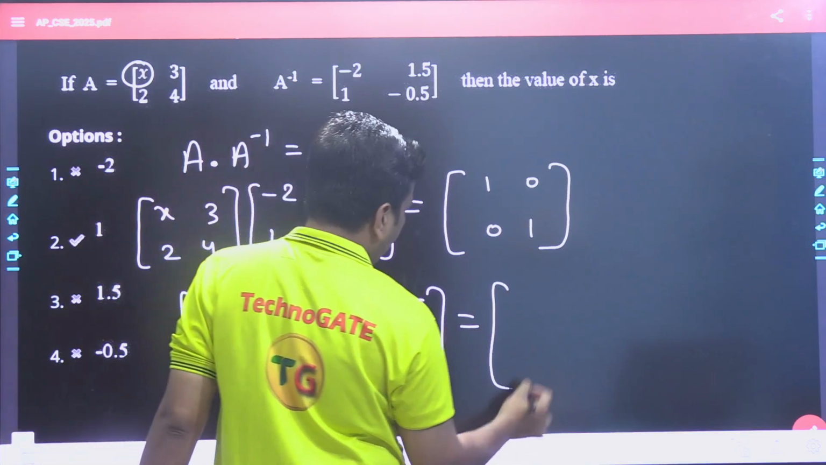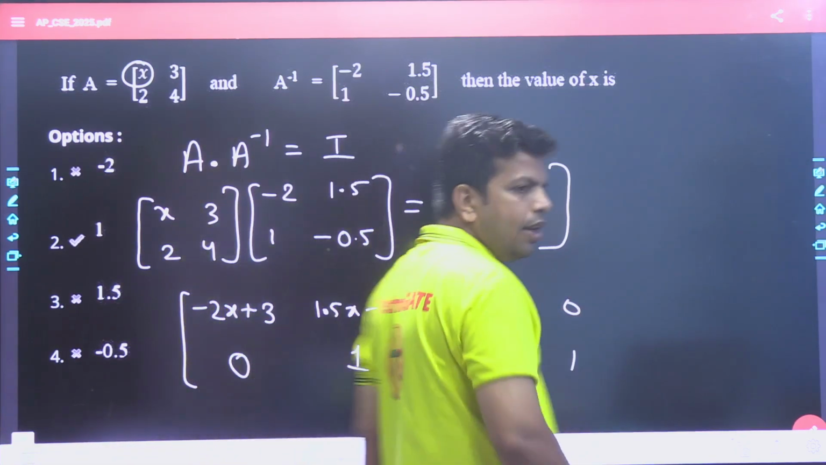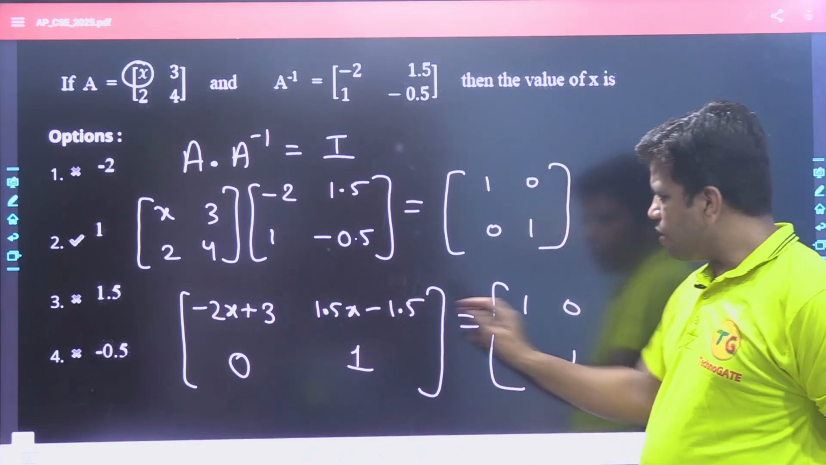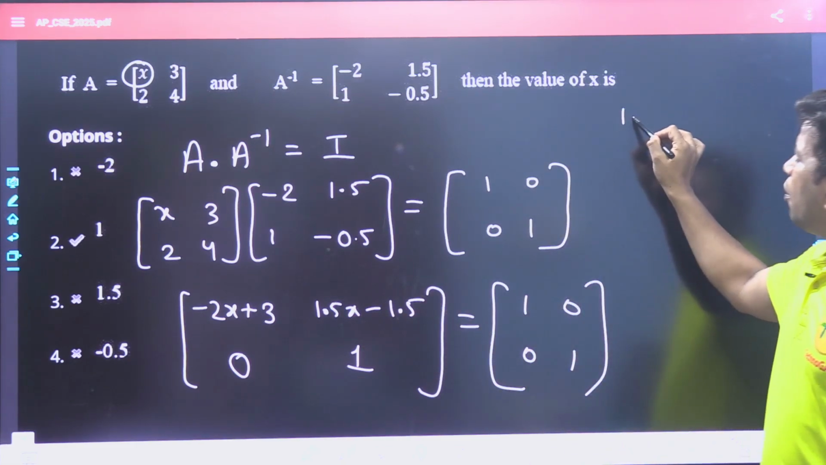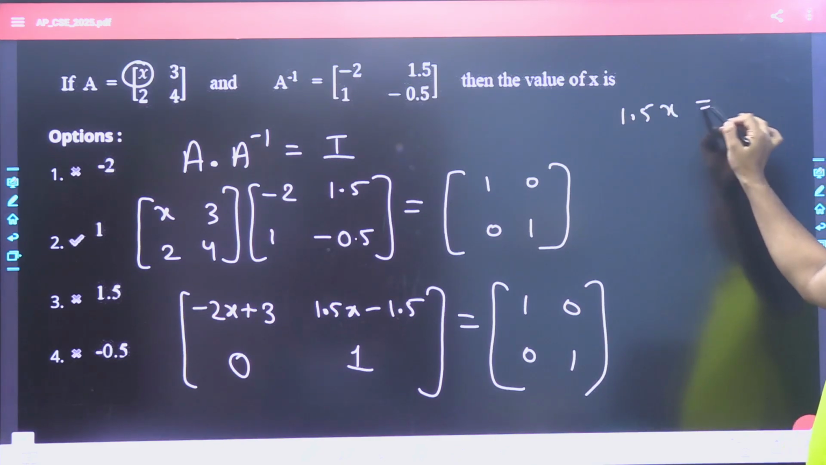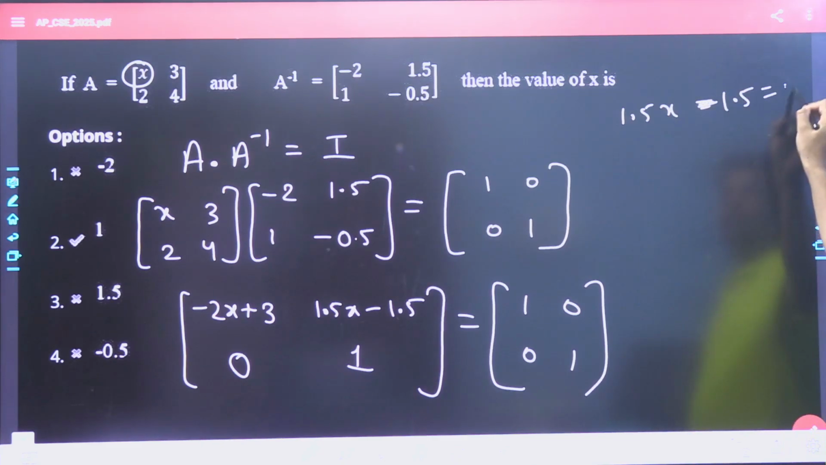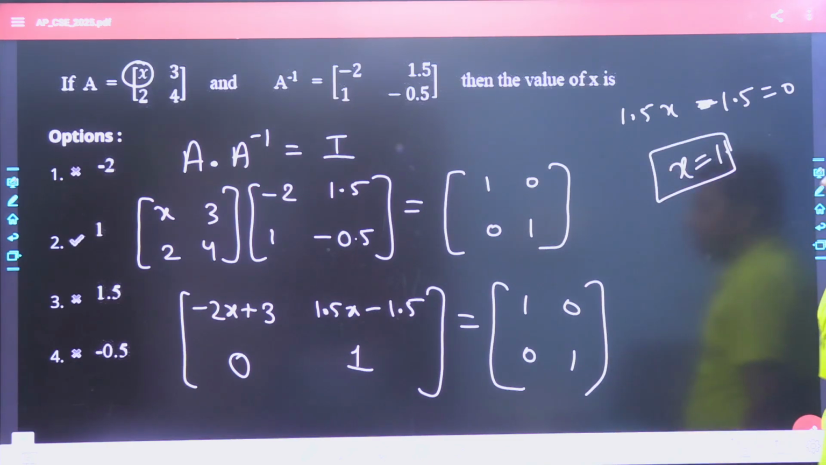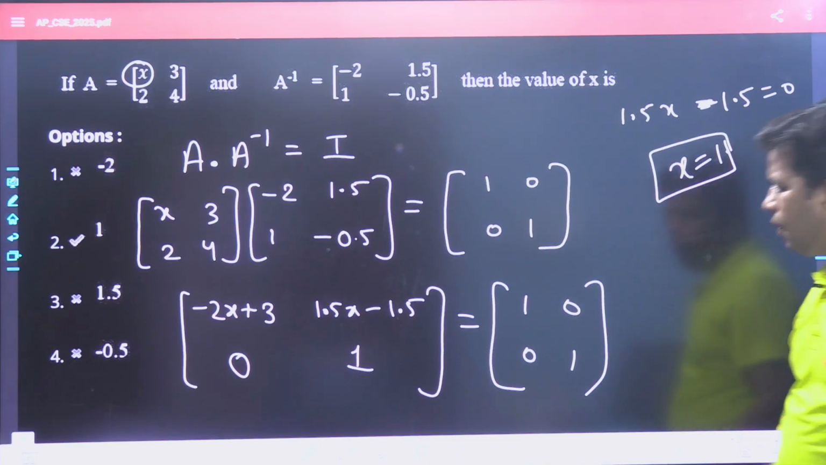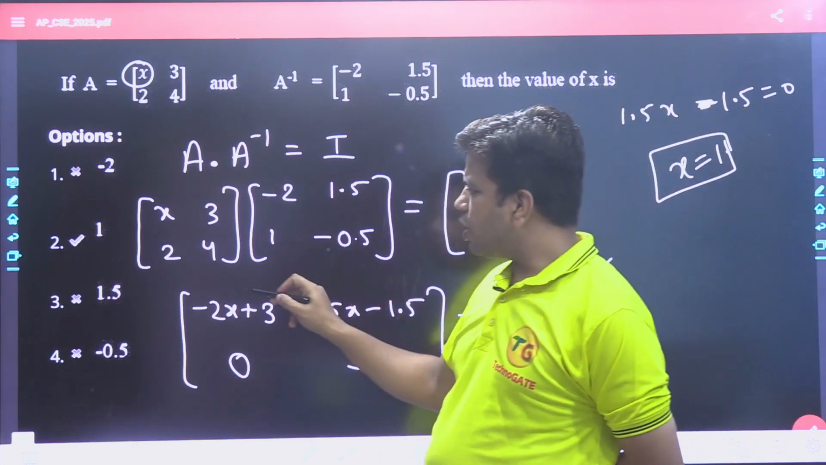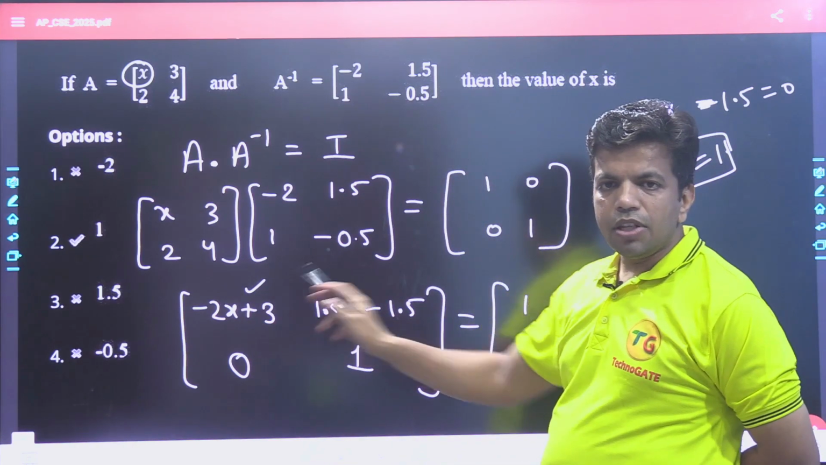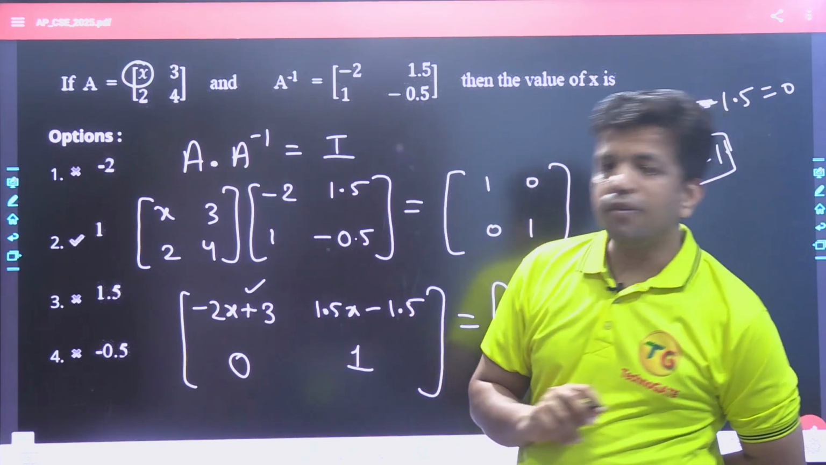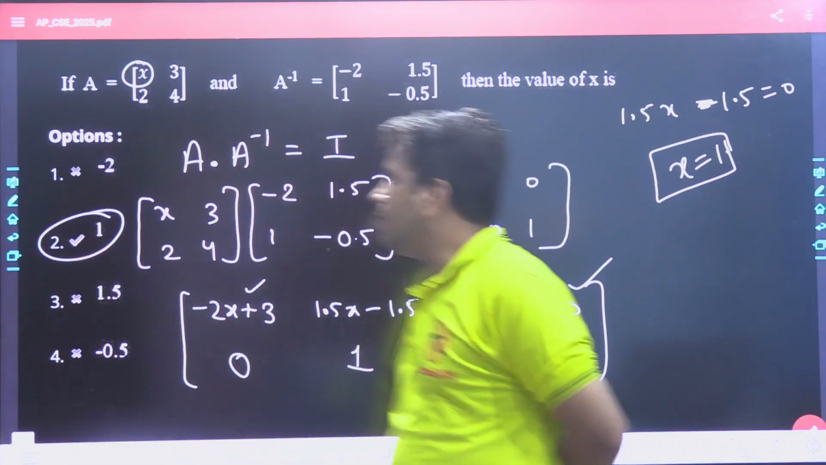The value is what? 1, 0, 1. So by observing this, can we say that the value should be what? 1.5x equals minus 1.5, so x is 1 only. By using this equation we get the value of x, either by using this equation, this equation equals 1, or that equation gives you the 1.